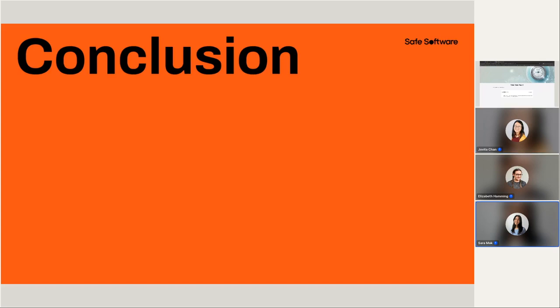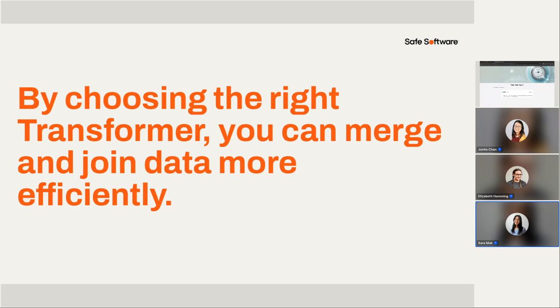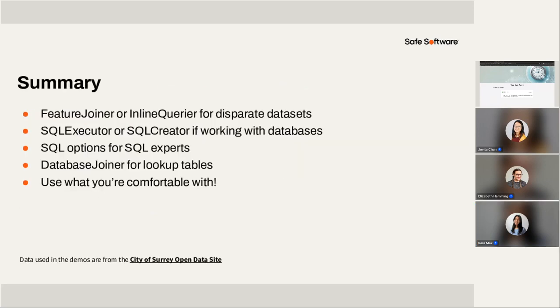Thanks. Right, so just to wrap things up a little bit here, today we saw many options for merging and joining, and we really hope that by choosing the right transformer, you will be able to merge and join your data more efficiently. You can choose your transformer based on the data that you're working with. So if you're working with some really diverse data sets, you'll probably want to use the feature joiner or the inline querier. If your data is in a database, then the SQL executor or SQL creator would be good ones to start with. And there are some other options if you're comfortable with SQL as well.